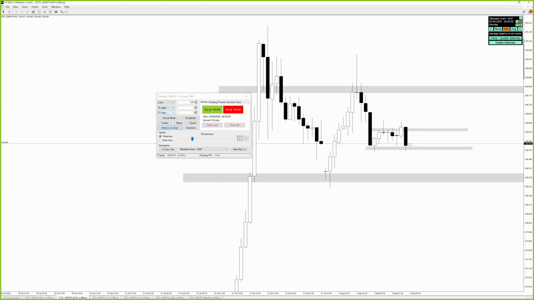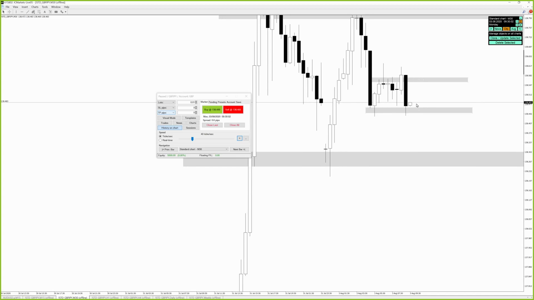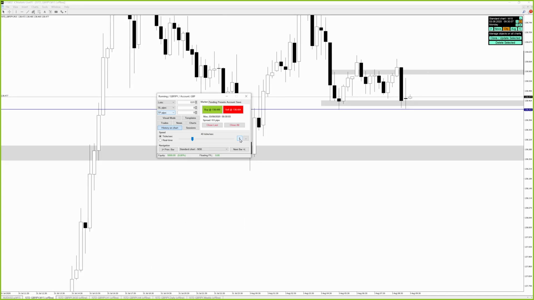Let's take a look on the 30-minute time frame. Yeah, 30-minute candle closed bearish over here as well. So no trades at this point. Nothing.